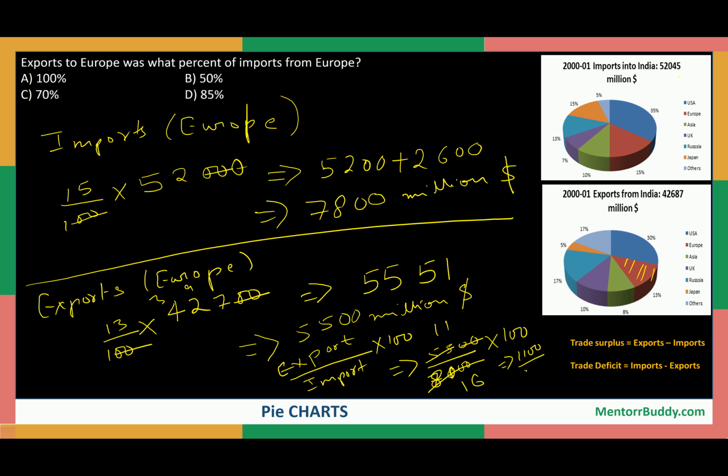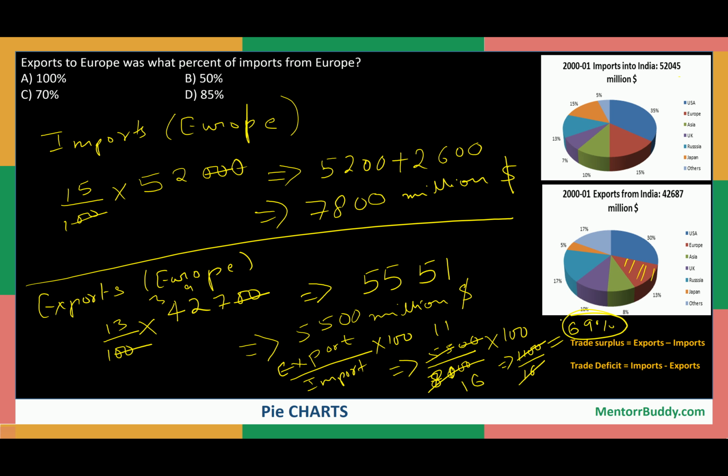1100 divided by 16, and we can cancel out it. It will become what? 11 by 16. If we see that 16 into 5 is 80, 16 into 6 is 96, and so it will come out to be 6 for 96, right? And then we get how much? 4 and 10, that is 14 is remaining, so 140 is remaining. So 140, we'll see that 16 into 9 is 144, so approximately it will come out to be 69%. It is coming out to be 69%.